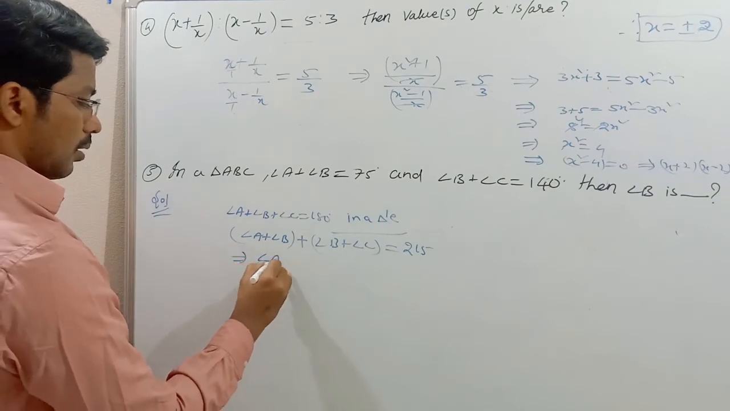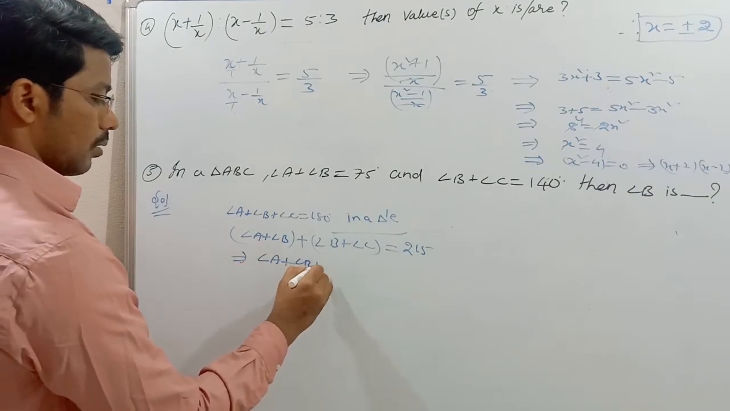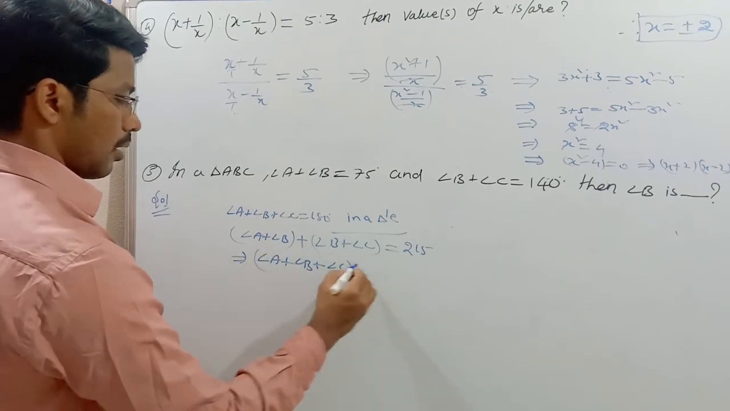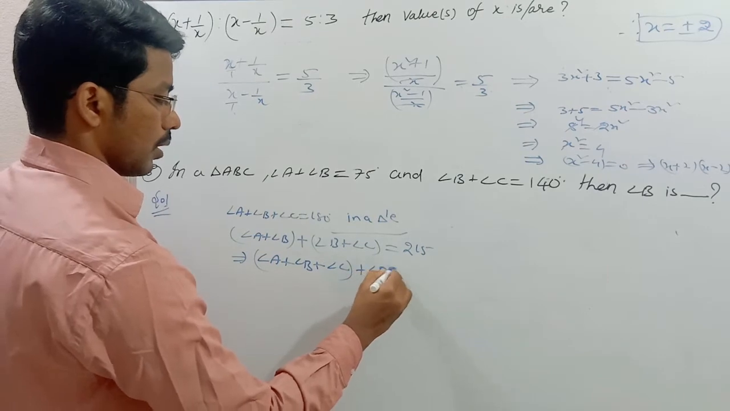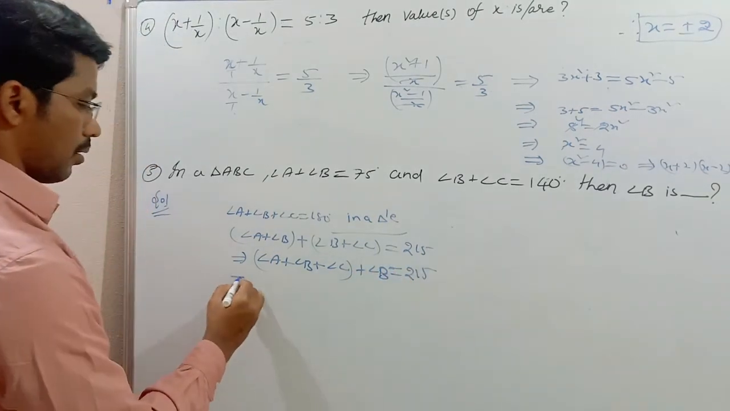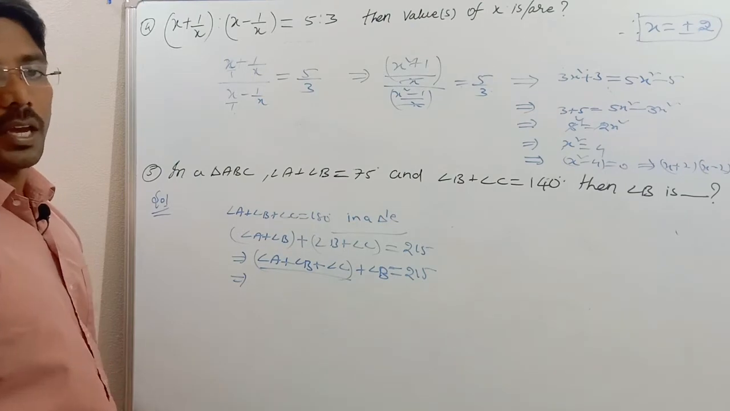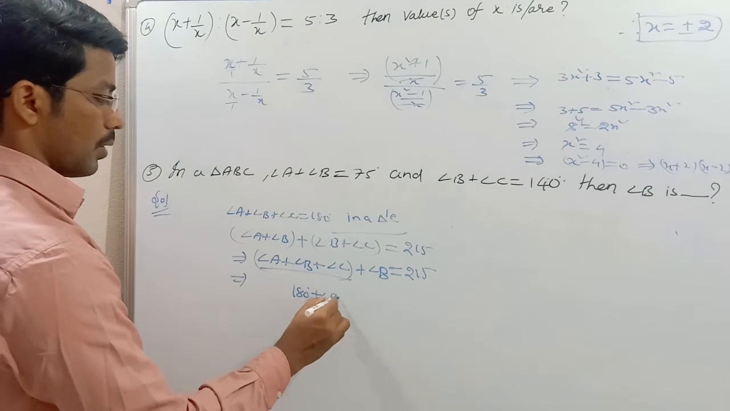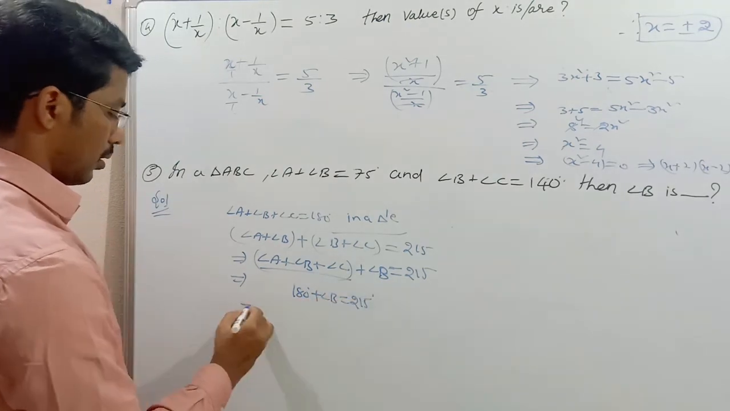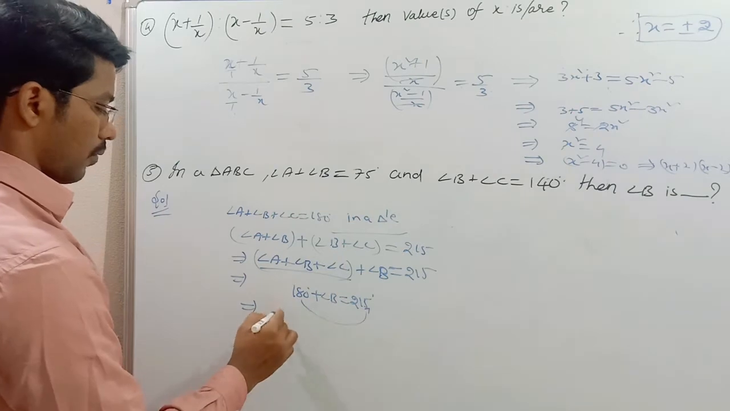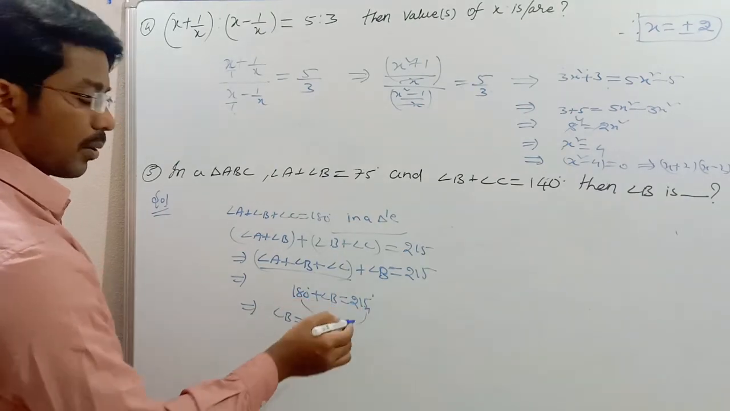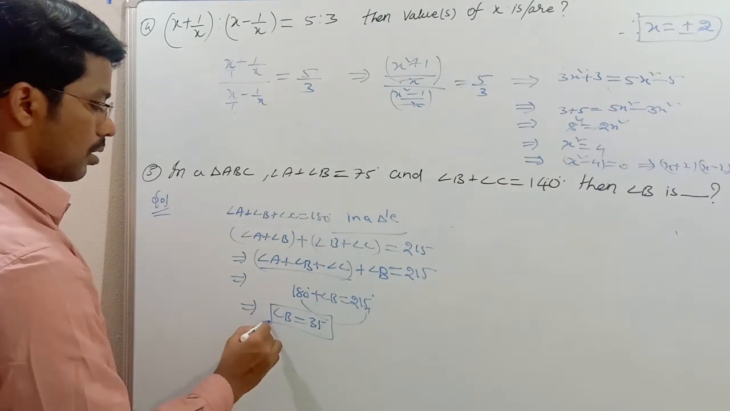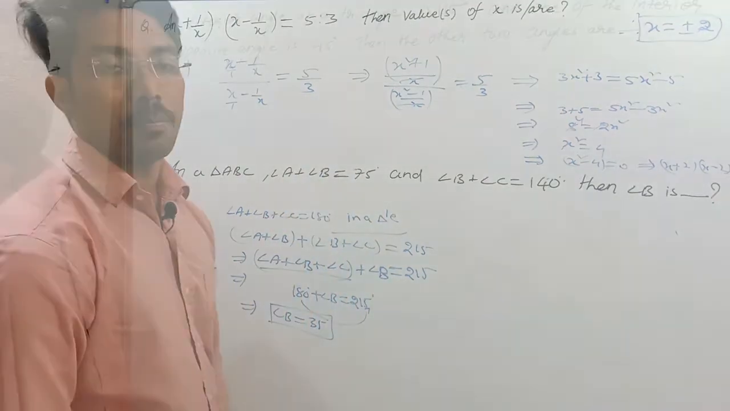Now angle A plus angle B plus, changing the position, angle B plus angle C plus angle B is equal to 215. So we know that angle A plus angle B plus angle C is 180 degrees, plus angle B is equal to 215 degrees. Now transposing, we get angle B is equal to 215 minus 180, so 35 degrees. 35 degrees is the value of angle B.